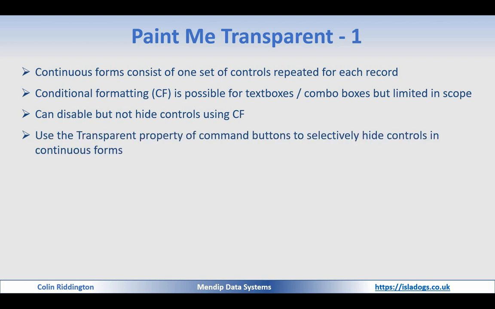You can disable controls, but you cannot hide them using conditional formatting, something that is a long-term request to have changed. However, command buttons, and only command buttons, have a transparent property, and we can use them fairly cleverly, really, to selectively hide controls in continuous forms. It's the only way it's physically possible to do this.